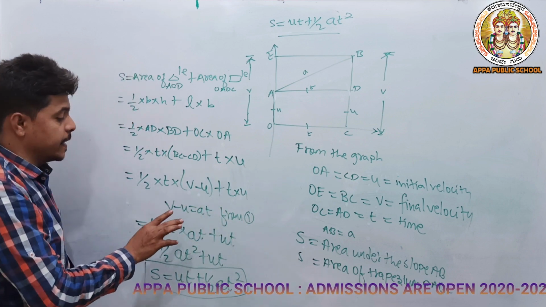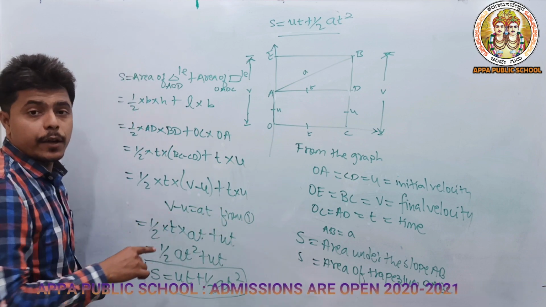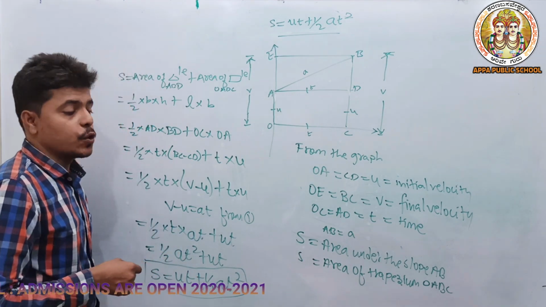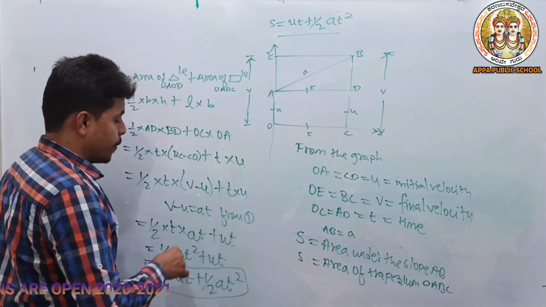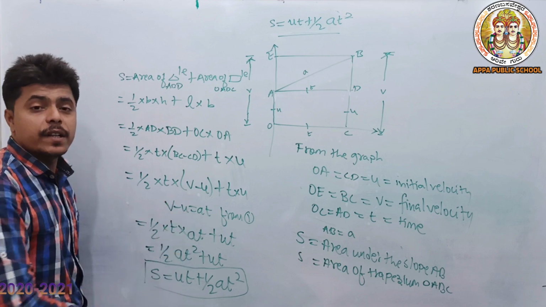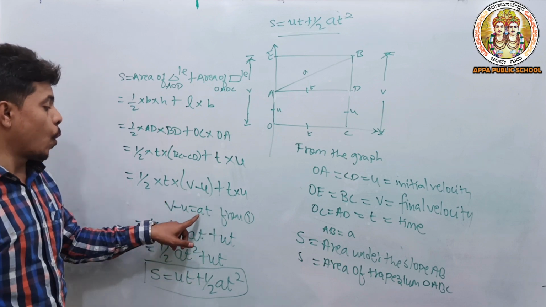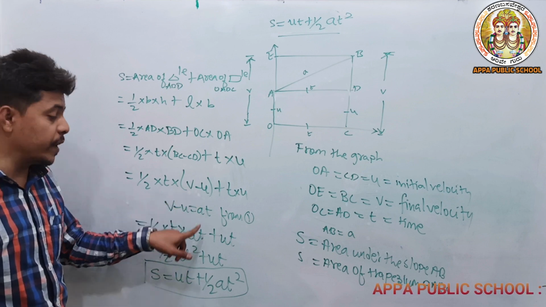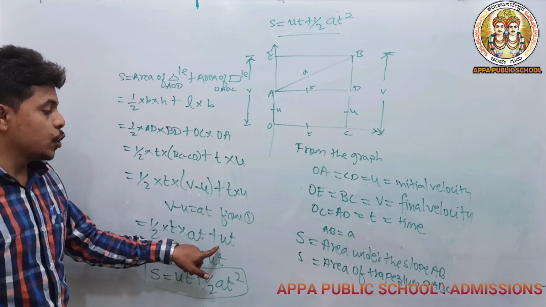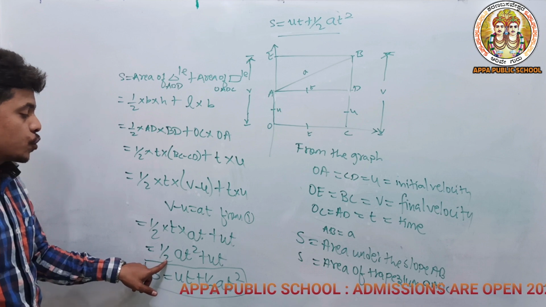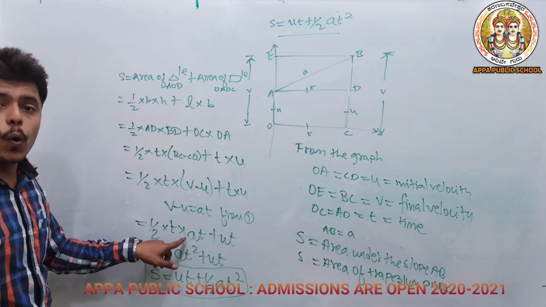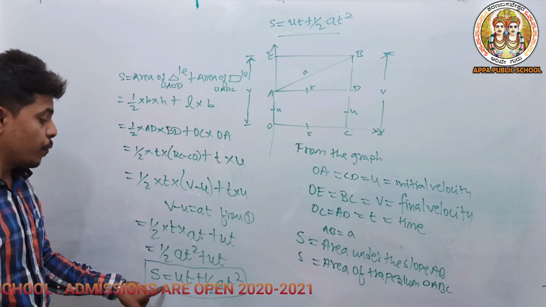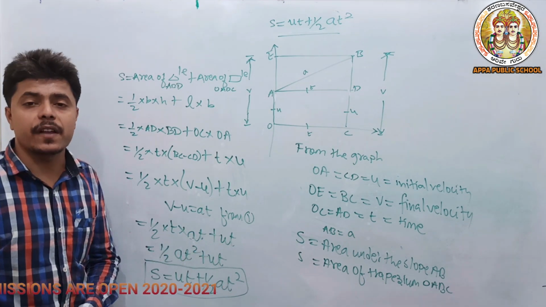T into U as it is, and then from equation 1, V minus U is equal to AT. Then I am going to substitute in the V minus U. So half into T into AT. Instead of writing V minus U, I am going to write AT, and then UT. S is equal to half into, multiply these two, we get AT square. Then UT as it is. Finally, we get S is equal to UT plus half AT square.